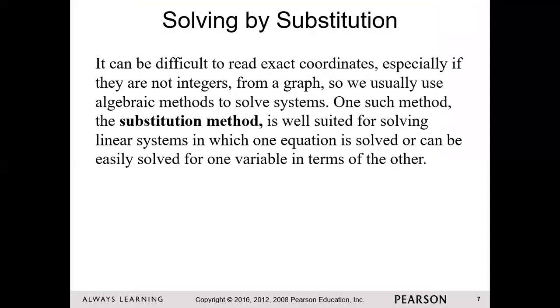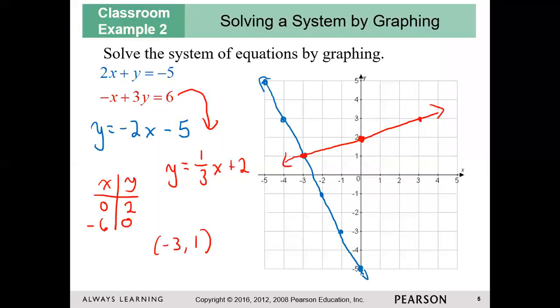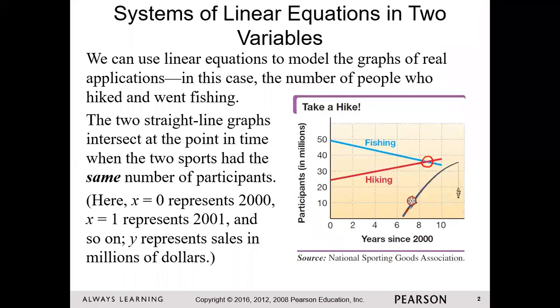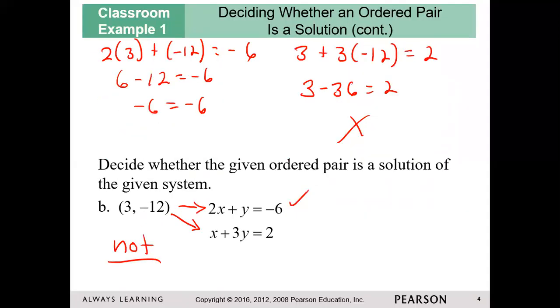All right, so it can be difficult to read exact coordinates, especially if they are not integers. So that's what I mentioned earlier with the original graph. It was kind of this guy right here. Again, it's not an integer solution here. It's sort of floating in space. So it's hard to know exactly where those intersect.